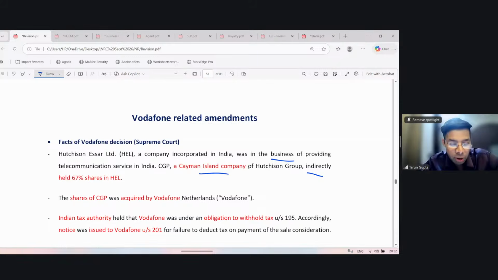The shares of CGP were acquired by Vodafone Netherlands. The Indian Tax Authority held that Vodafone was under an obligation to withhold tax under Section 195. Accordingly, notice was issued to Vodafone under Section 201 for failure to deduct tax on payment of the same consideration.